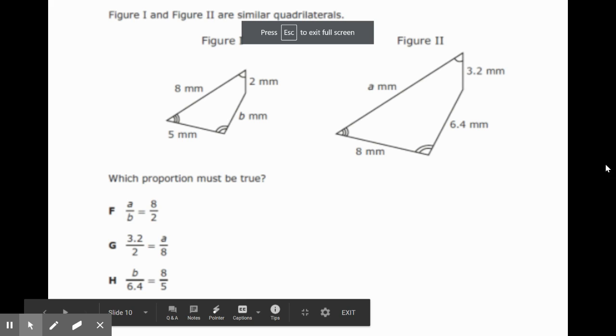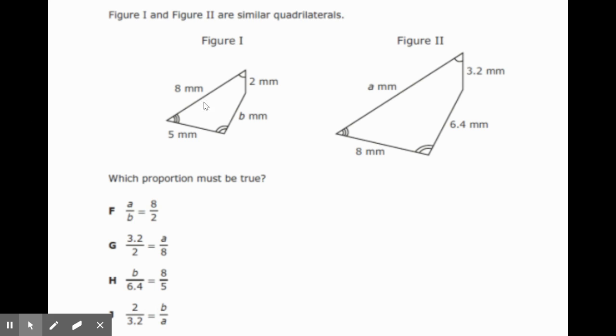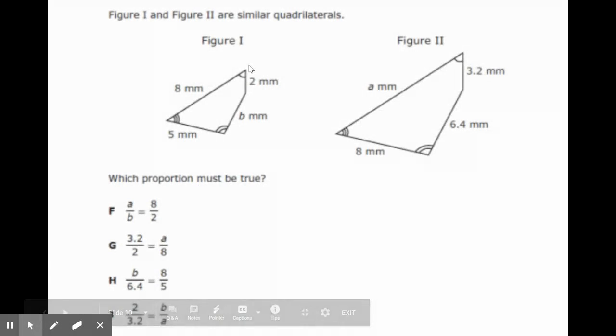All right, let's go ahead and look at an example where we're using similar figures and we're going to establish that their corresponding sides are proportional. Similar figures are figures that are the same shape but not necessarily the same size. We're going to establish that they are proportional, however. So, which proportion is true is our question. Let's go ahead and start with our labels.